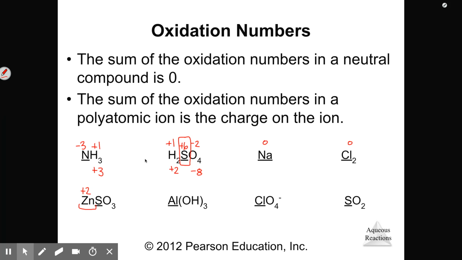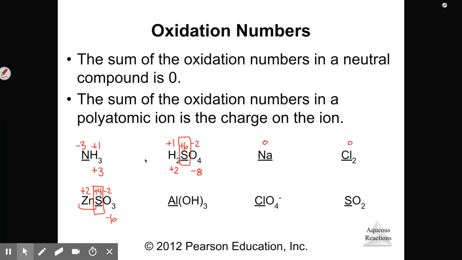Oxygen in this situation is -2 because it's not hydrogen peroxide, but I have 3 of them, so that gives me a -6 charge. So in this case, my sulfur, in order to balance it out, is going to have to be a +4. So we can see that that's different than it was in H2SO4. So the oxidation number can change, unlike the charges that we've been using to put together our ionic equations.